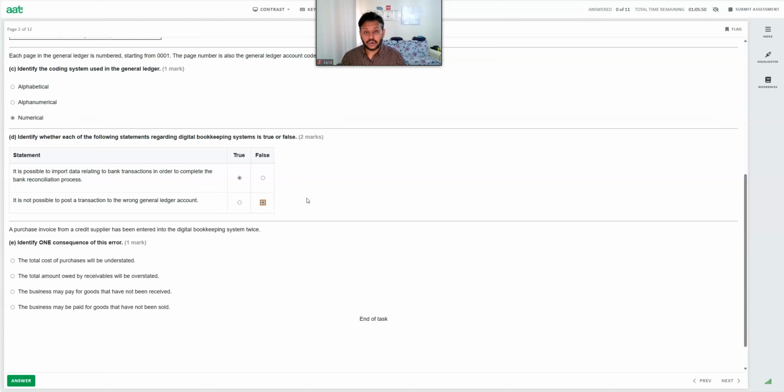Sometimes the software will give you some warning. For example, if you forget to enter the VAT rate, it will give you a warning, but that doesn't mean it will not work. It will definitely work.